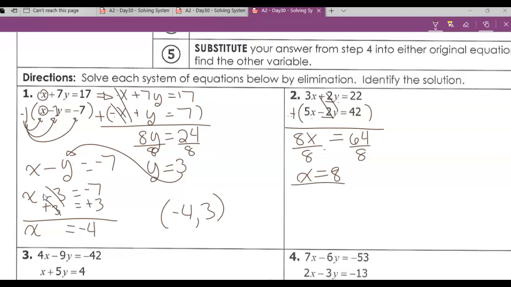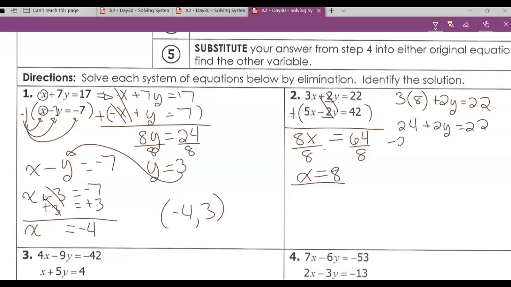But now I need my y value. So I'll go ahead and use the first equation. 3 times my x value, which is 8, plus 2y equals 22. And it is your choice whichever equation you want to use to figure out your y. I just like the ones with addition because it seems to be a lot easier. 3 times 8 is 24, plus 2y equals 22.